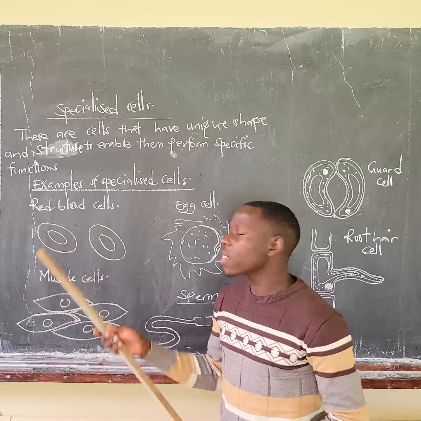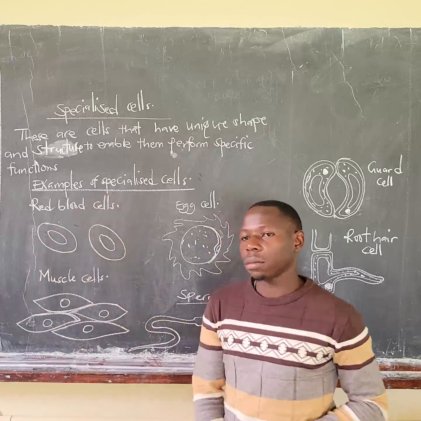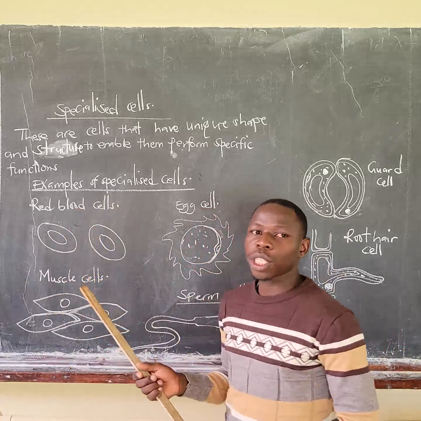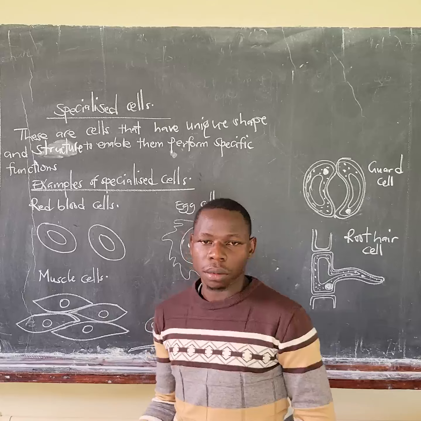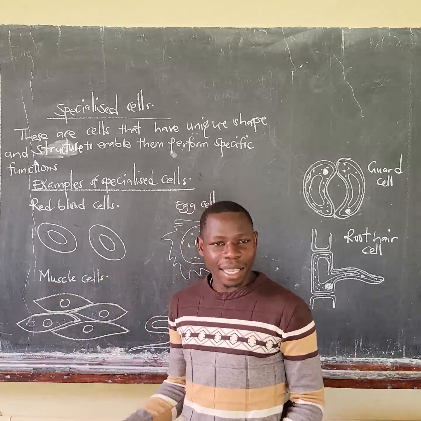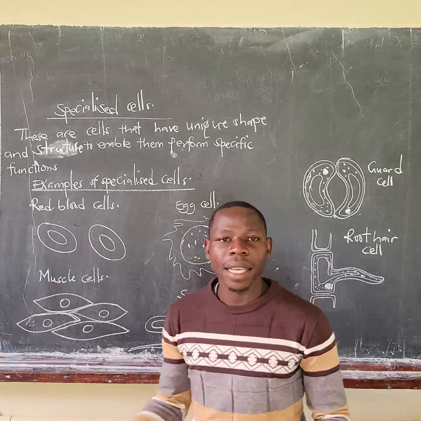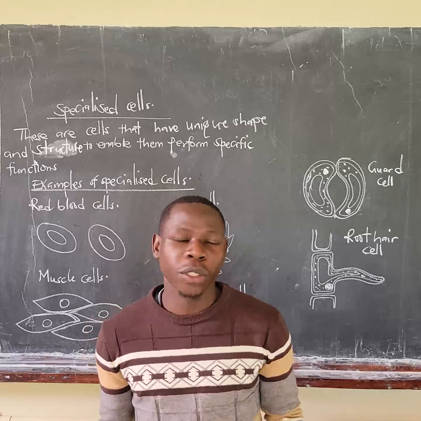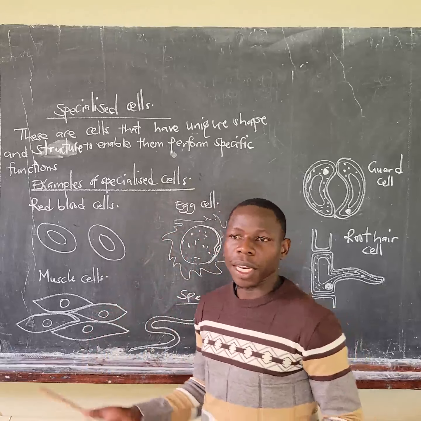The first one is the red blood cell. A red blood cell is found in blood. We know from our primary level, we looked at red blood cells, and we said the red blood cell is the cell that is responsible for oxygen transportation in the body.